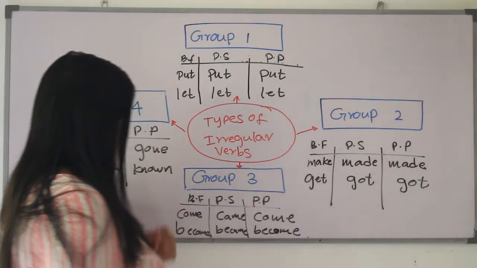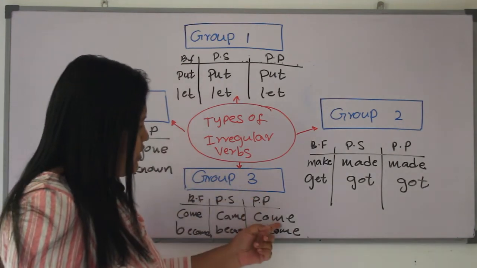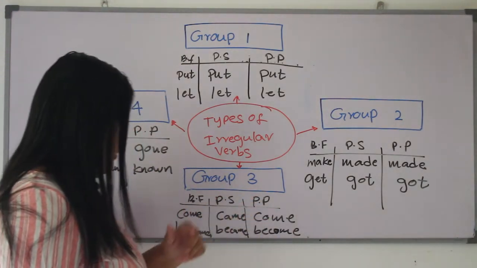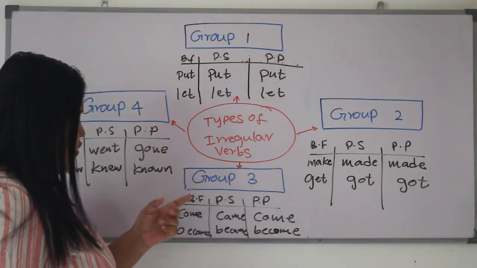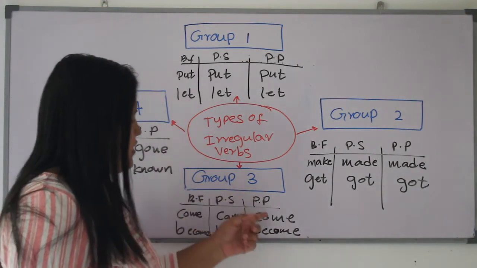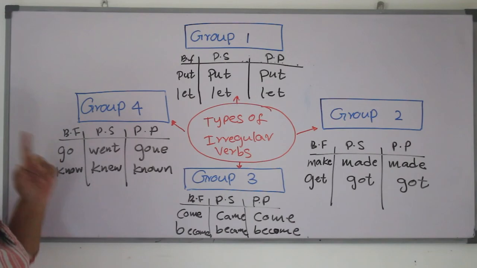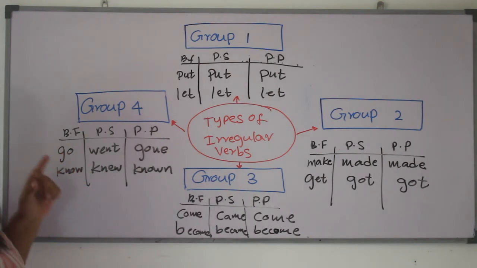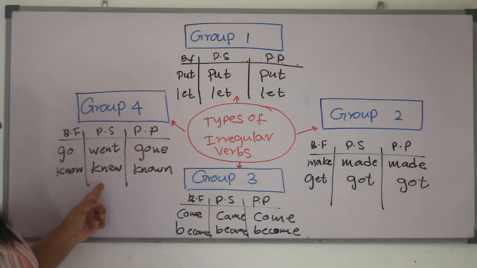Group number 3. Verbs which have the same base form and past participle form. As examples, come, came, come. Become, became, become. Verbs which have the same base form and same past participle form. Group number 4. Verbs which have different base form, past simple and past participle form. As examples, go, went, gone. Know, knew, known.